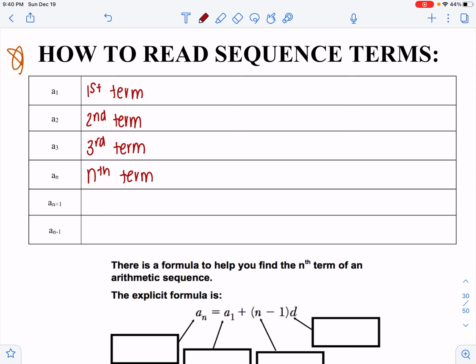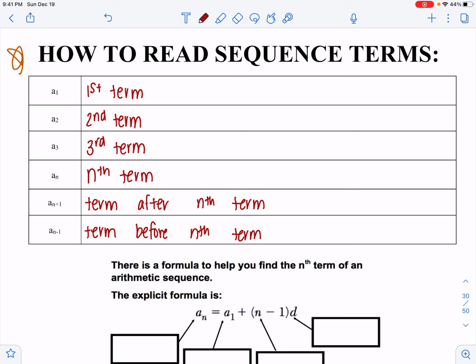A n plus 1 is the term after the nth term. So let's say n was equal to 5, and the n plus 1 term would be our 6th term. And then A n minus 1 would be the term before the nth term. So in the same example I just gave, the n minus 1 term would be our 4th term.